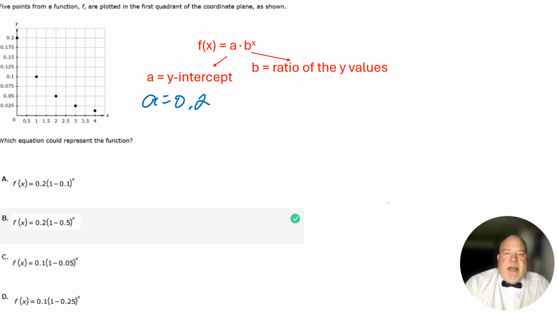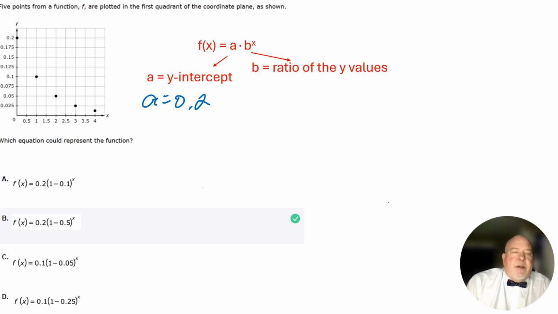Now, before we do that, let's take a look real quick at our answers and notice that these are not in this standard form. The standard form doesn't have any parentheses and doesn't have any subtraction. So what we need to do is simplify these by doing what's in the parentheses. So we're going to do 1 minus 0.1 and get 0.9, and then we're going to do 1 minus 0.5 and get 0.05, and so on. And we're going to rewrite these so that they're in that standard exponential function form. So let's just do that real quick.